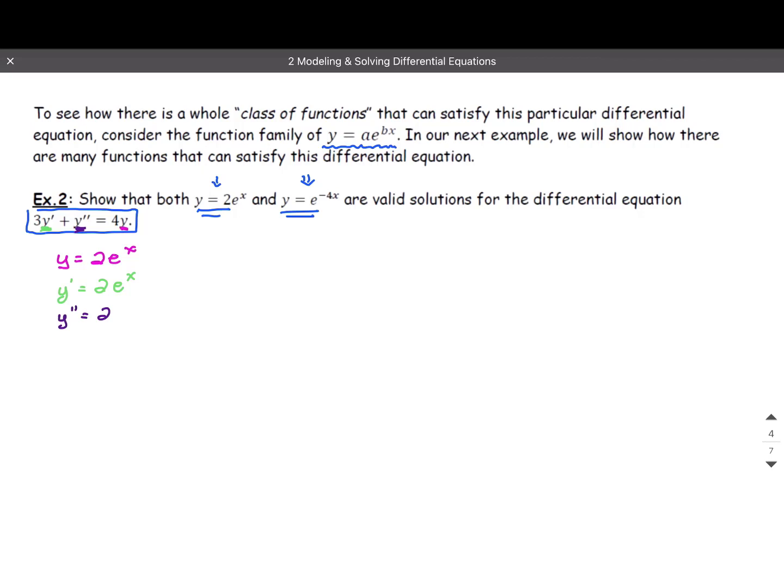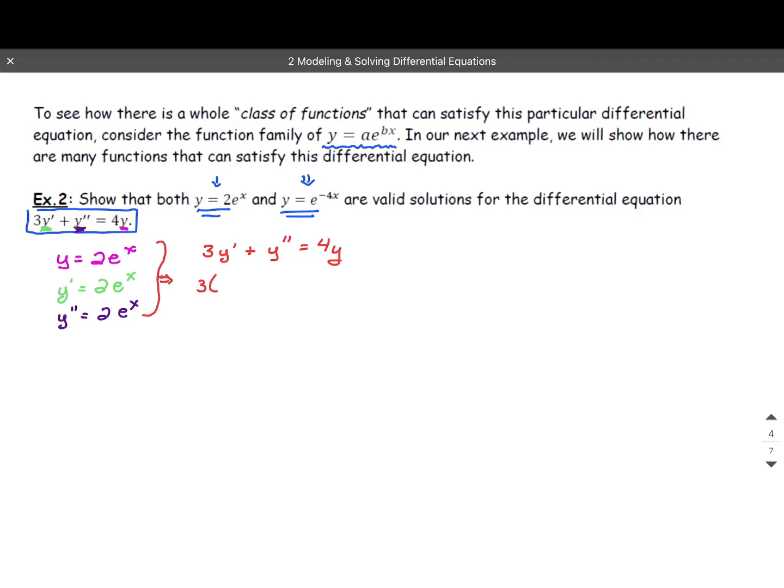We keep the 2, and the derivative of e to the x is still e to the x. So notice the function, the first and the second derivative are all the same. Now we're going to take this differential equation, 3y prime plus y double prime equals 4y, and we're going to substitute in what we know.